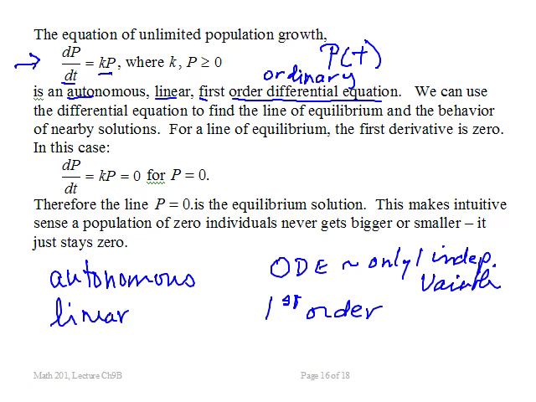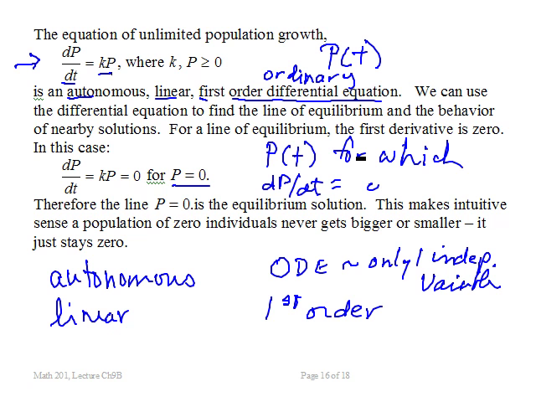First, we want to find the values of p of t for which the first derivative is 0. These are our equilibrium solutions. So if we set the first derivative equal to 0, that will mean that kp is equal to 0, means p is 0. The line p equals 0 is an equilibrium solution. This means that if the population starts at 0, it continues to be 0. Well, that makes some intuitive sense.